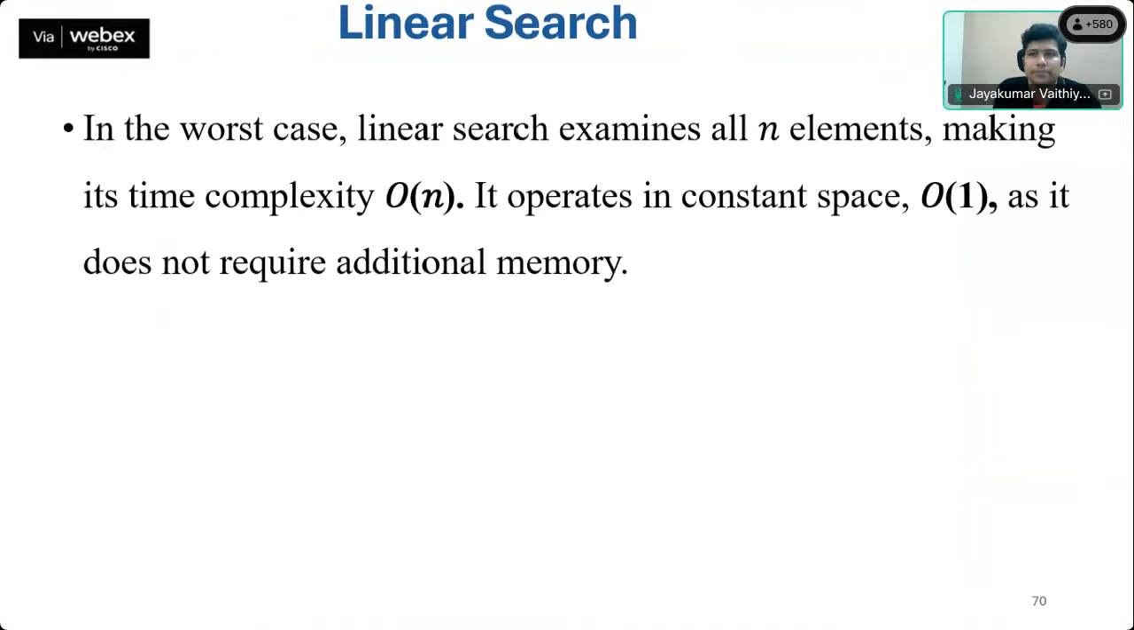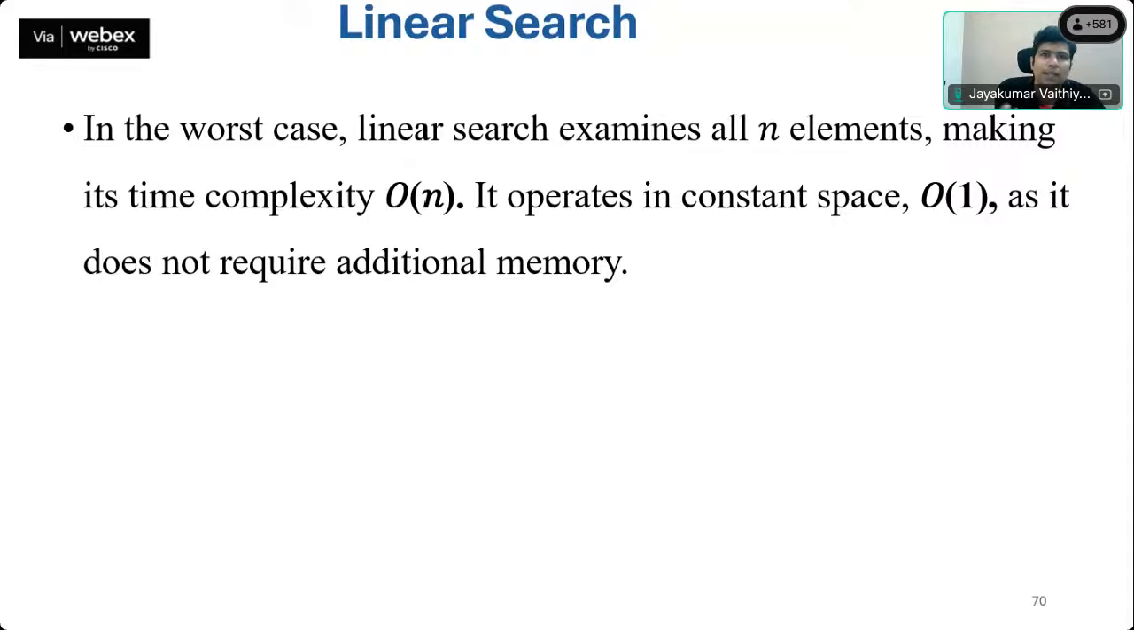So we covered linear search. We need to analyze any searching algorithm. In the worst case, linear search examines all n elements in the given list, making the time complexity O of n. It doesn't require additional memory, but it will check all the elements. It cannot improve the search in any way because it searches one by one.